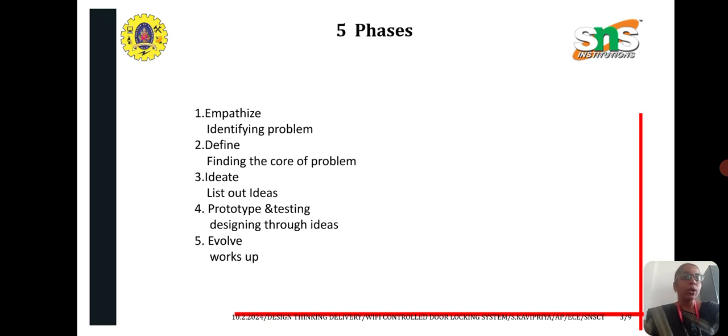So after finding out the ideas, the next stage is nothing but designing a prototype. So after designing a prototype, we'll be testing the prototype. So the prototype designing is based on the ideas. And after designing, we'll be testing the prototypes. So after testing, in the fifth stage called evolve, we'll be checking whether it meets the needs of the user. If the needs of the user is not met, again we'll be starting from the second stage called define. So it is an iterative process and non-linear one.